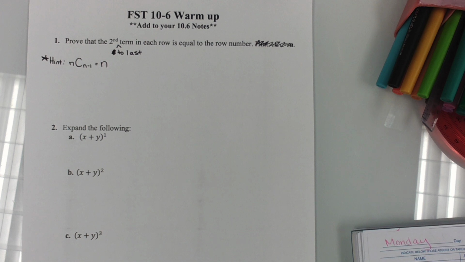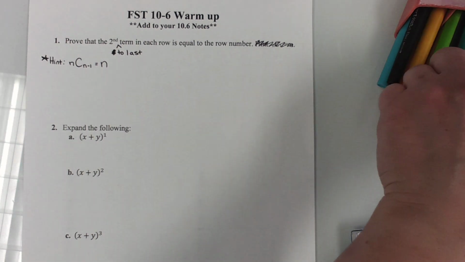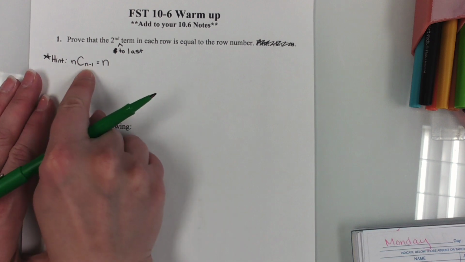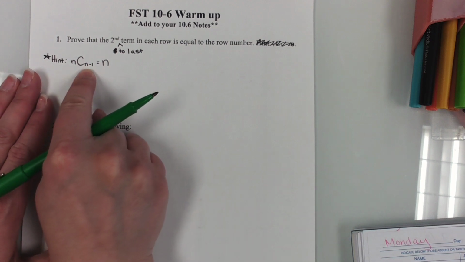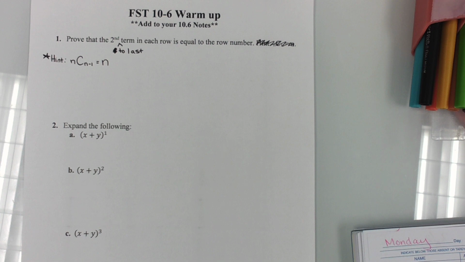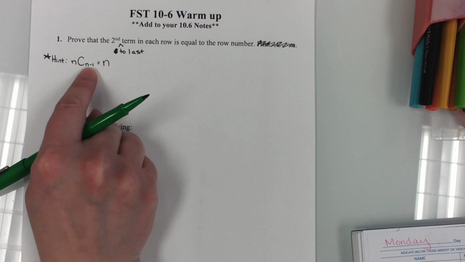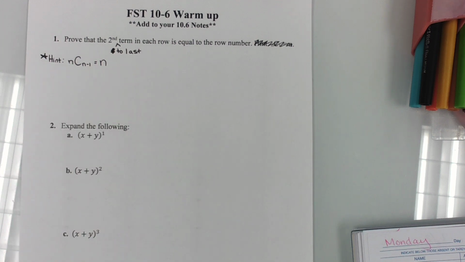So our warm-up asked us first off to prove that the second to last term is equal to n. So I gave you a hint. That means you are proving n combinations of n minus 1 is equal to n. The reason this is n minus 1 is the last term is always n combinations of n, so those end up being the same. If I go one further, or one previous to that, you get to the n minus 1 one. Okay, now again, just like we did in the warm-up, we're just plugging in here.